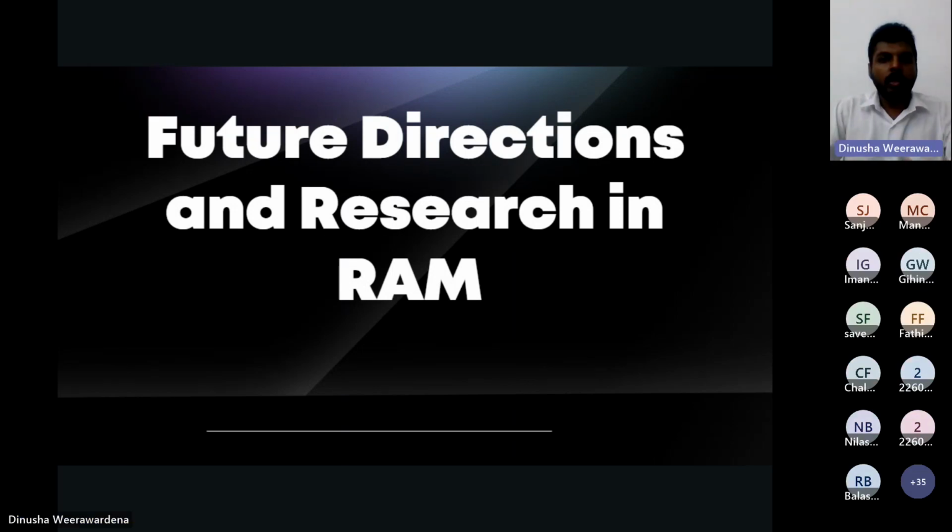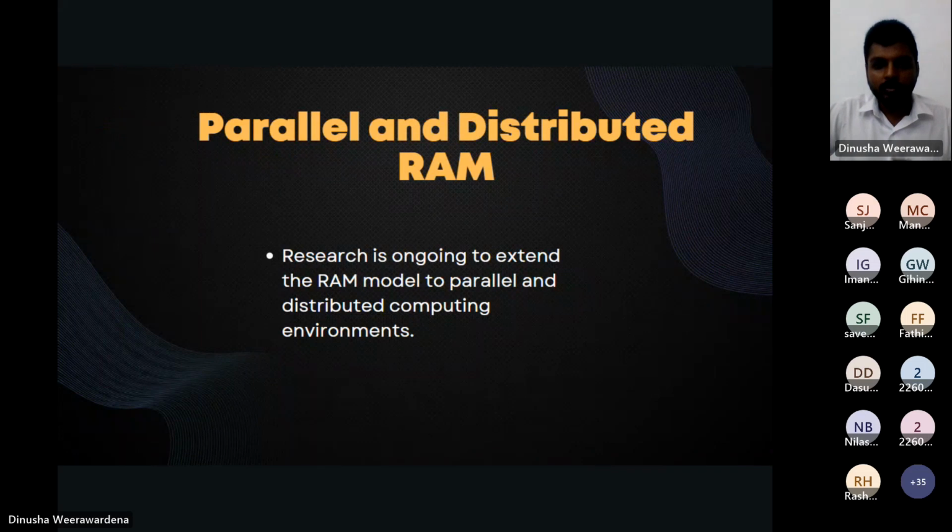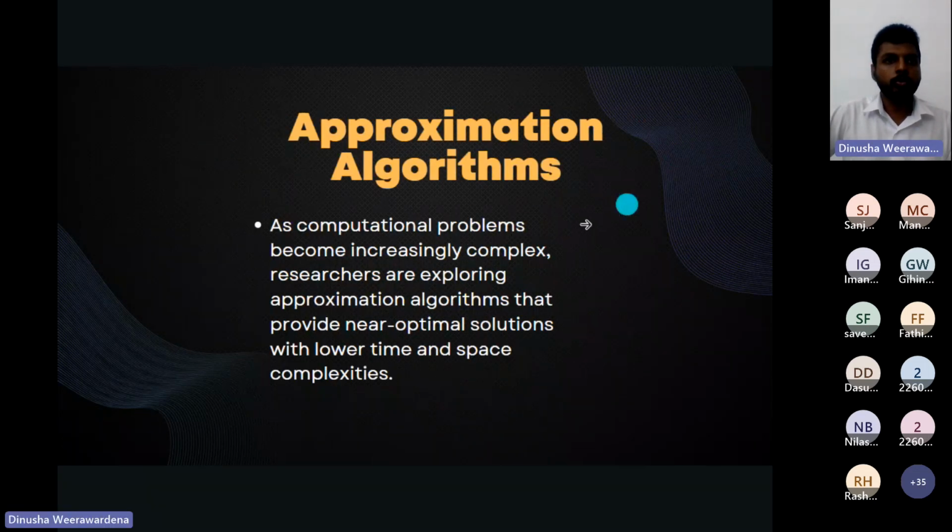Thank you, Dasun. And I would like to discuss the exciting future directions and ongoing research in random access memory. As computing evolves, researchers are exploring avenues to enhance the capability and efficiency of RAM. Let's explore the research on parallel and distributed RAM. The first area of research focuses on extending the RAM model to parallel and distributed computing environments. As computational demands increase, parallel processing and distributed systems offer opportunities for enhanced performance. And I will move to the next slide.